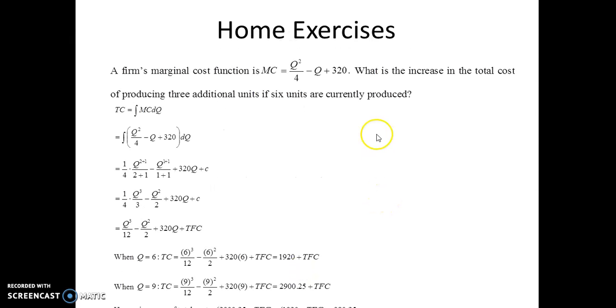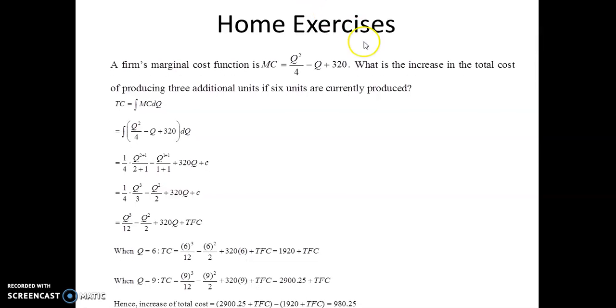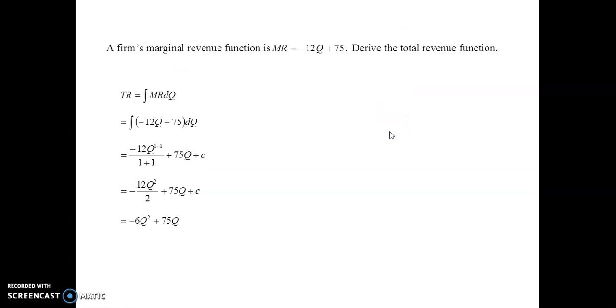Now, here we have 2 home exercises. Please work through these exercises to test your knowledge, because you'll be expected to do applications, using your micro theory, but using the math tools. And that concludes this topic.